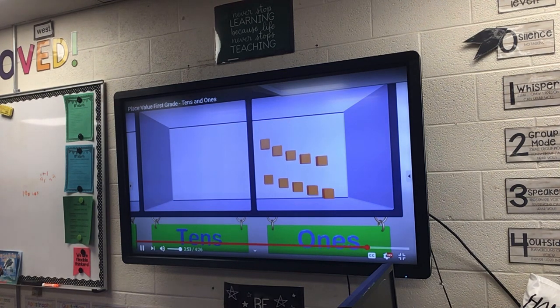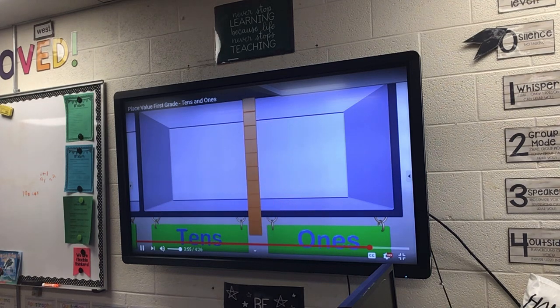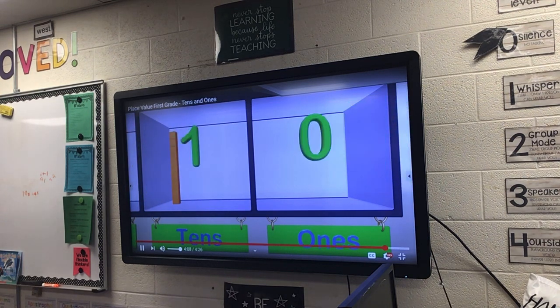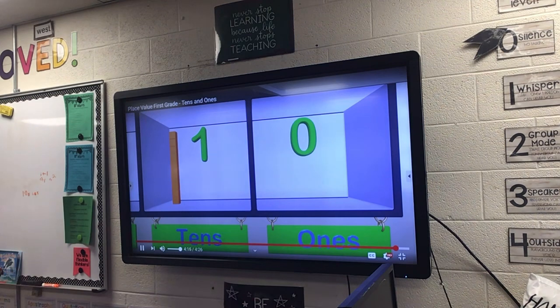We group them into a 10. Great job. This is a tens block. Can you tell me which room a tens block belongs in? It belongs in the tens room. You guys are amazing at this. We now know that when we have 10 ones blocks, it is grouped into a 10. The number 10 means 1 ten and 0 ones because there is nothing in the ones room.